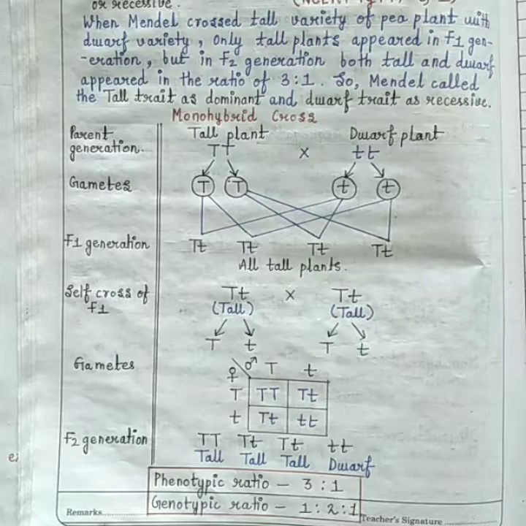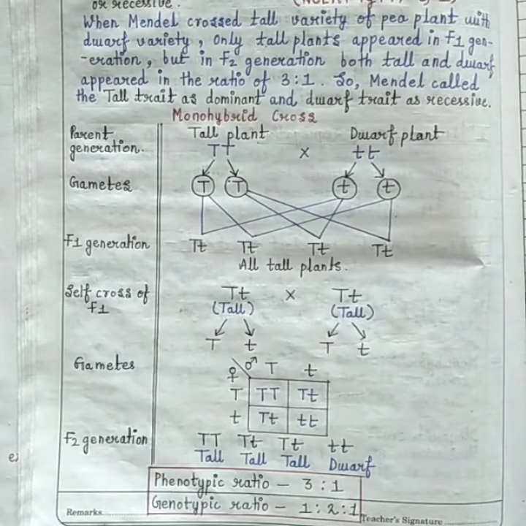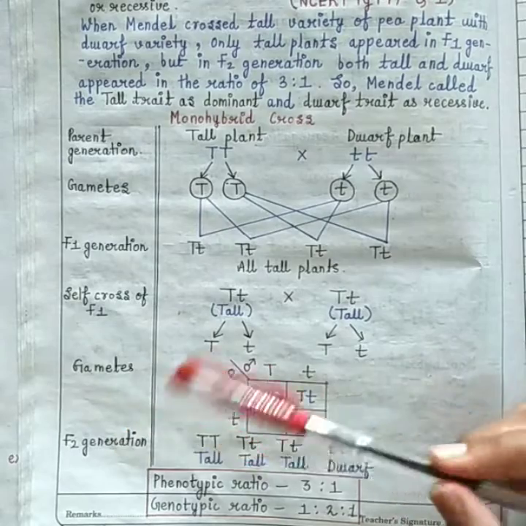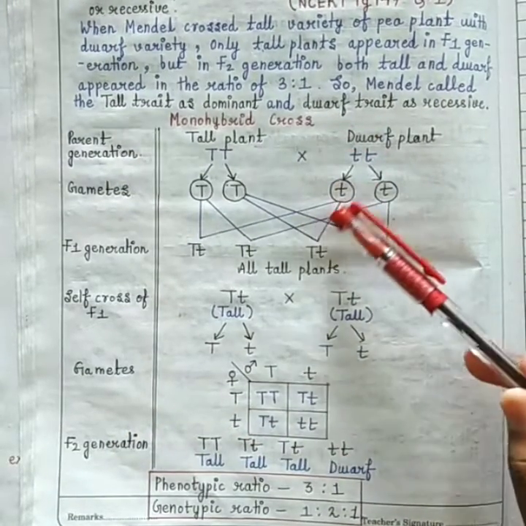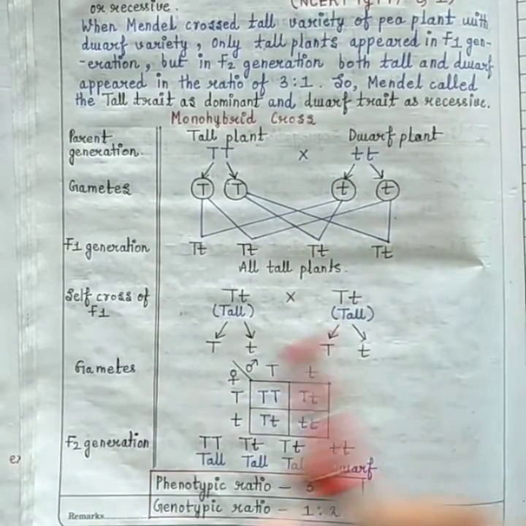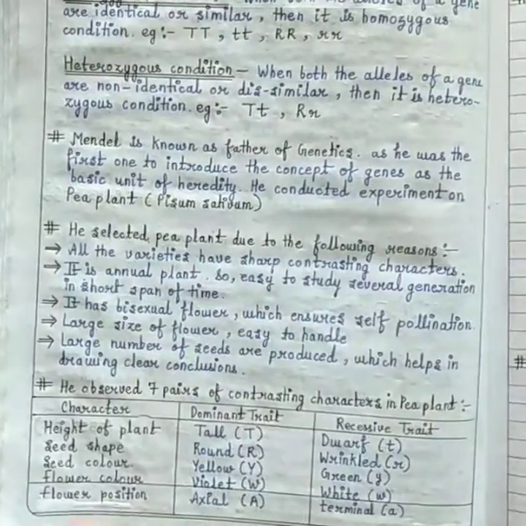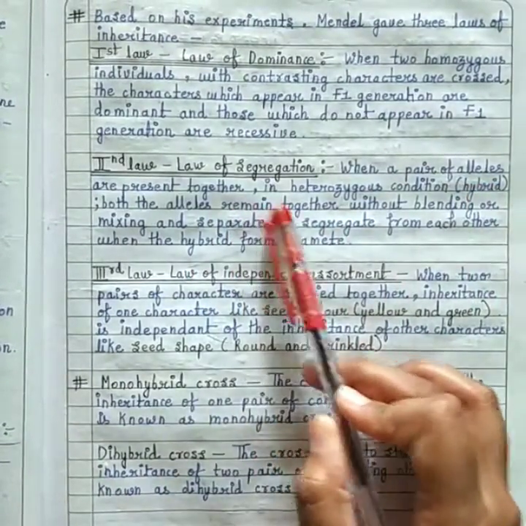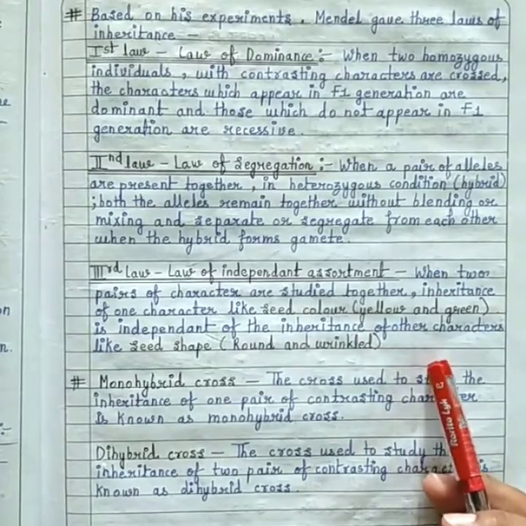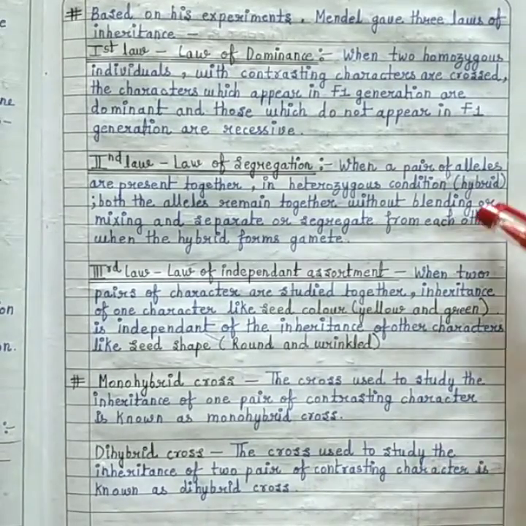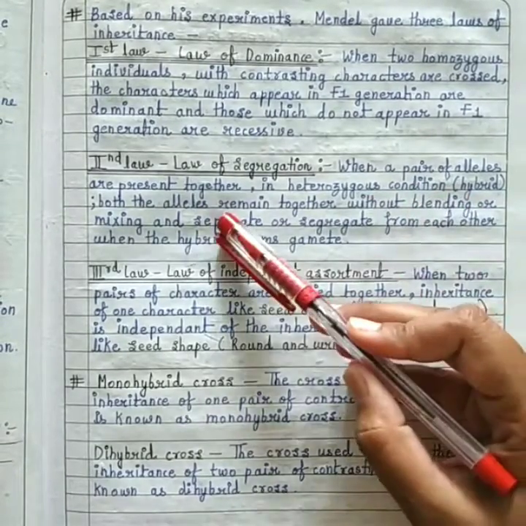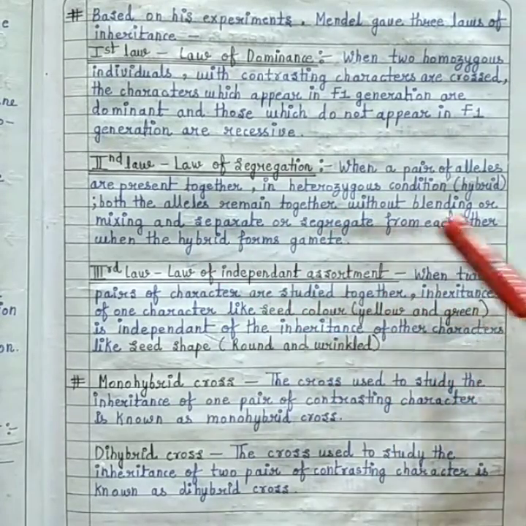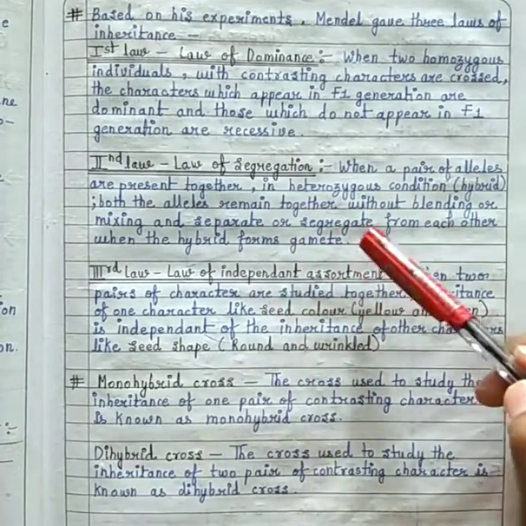Now there is another law, the law of dominance was proved till here. Now when we proceed further, we'll see that law of segregation is also proved by the monohybrid cross. Let's see what law of segregation speaks. Law of segregation says when a pair of allele are present together in heterozygous condition, both remain together without mixing or blending and they separate or segregate from each other when they form gametes.